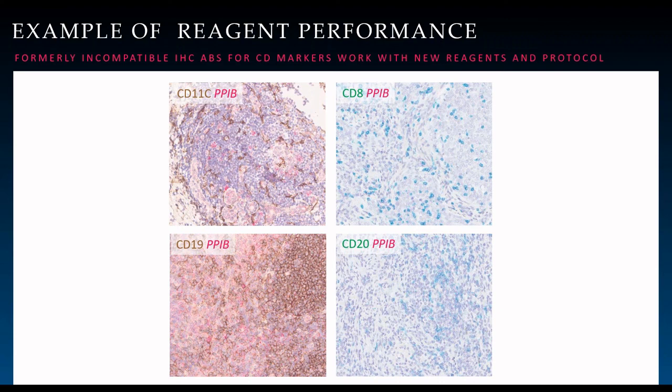Again, just a few examples of previously incompatible antibodies, which are significant targets while studying immuno-oncology or inflammation research. CD11c, CD8, CD19, and CD20 are now compatible antibodies with RNAscope, where you do not see any significant loss of signal and you see very clear detection of your immune cells in combination with your ISH target.